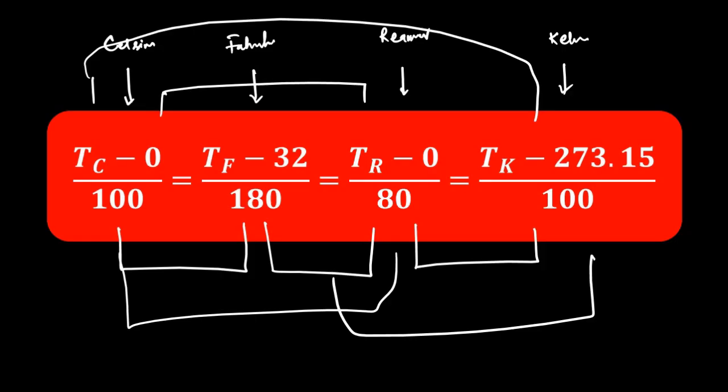If both of them are unknown, let's say you have to convert Celsius to Fahrenheit, and both TC and TF are unknown, you cannot convert. One of them should be known. If you know TC, you can get TF. If you know TF, you can get TC, like that. So this is the interconversion formula.